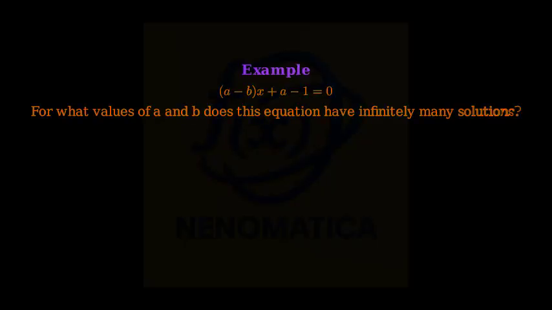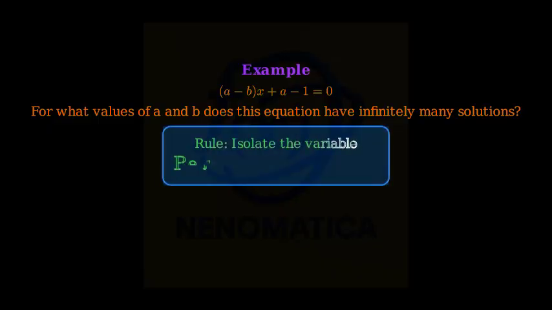Today, we're going to solve two linear equations step by step, following a precise solution approach. Let's look at our first example. We have the equation (a minus b) times x plus a minus 1 equals 0. We need to determine for what values of a and b the equation has infinitely many solutions. Let's begin solving this problem.